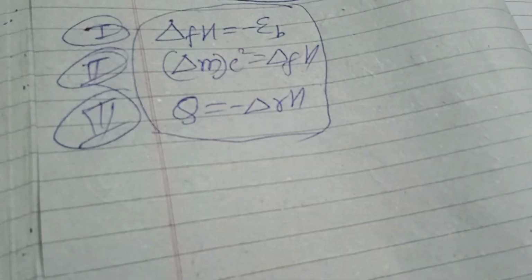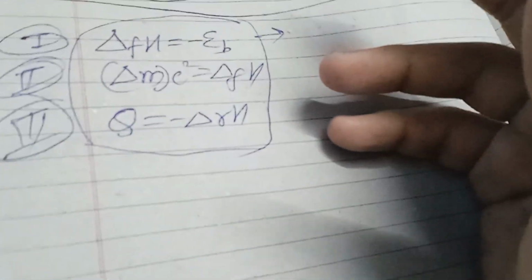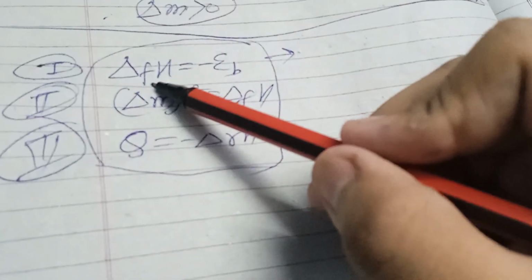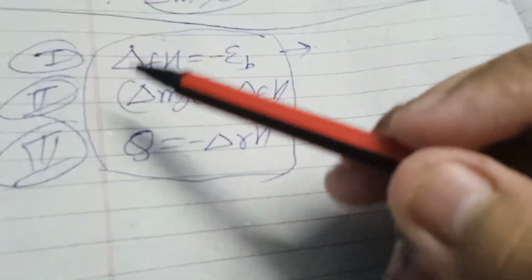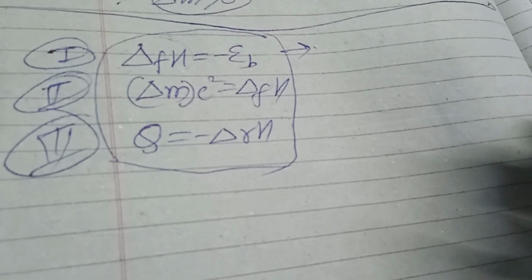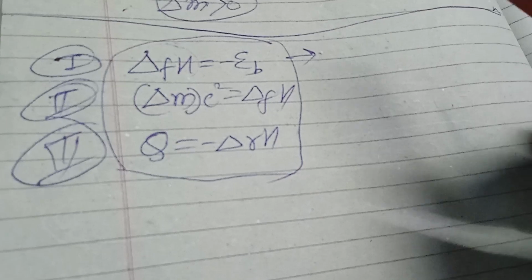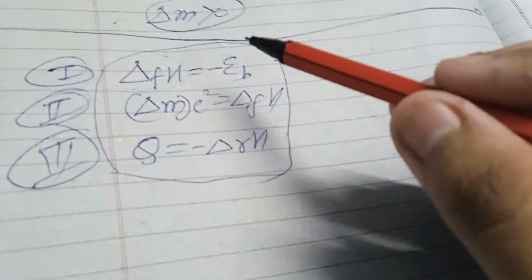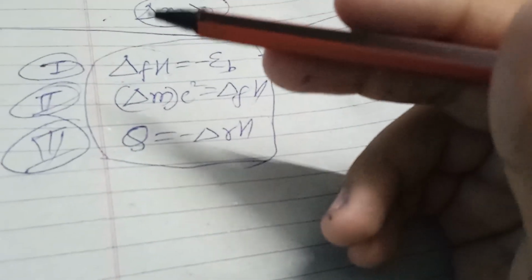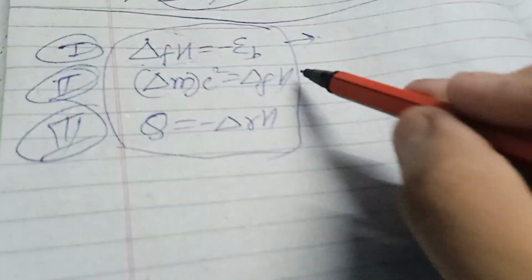So let us explain why these laws are true. First of all, this is due to definition, because E_B is the energy released in formation of one nucleus. Delta fH is the energy required to make one nucleus. Basically, it is the difference in energy content of a reaction. Delta rH is the difference in energy content of a reaction.